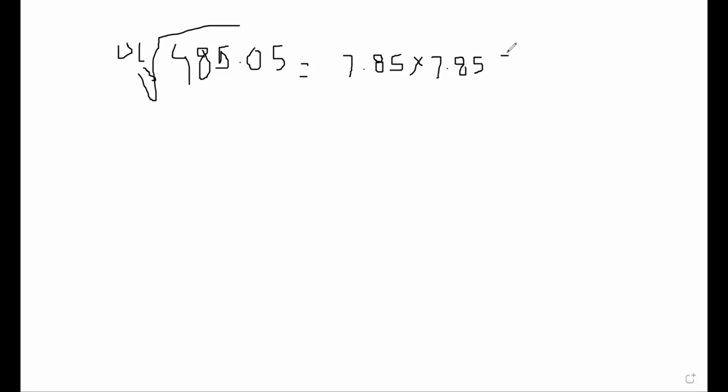And this 61.62, the candle's range should be more than that. Let me check it, I hope this is correct: 7.85 multiplied by 7.85 is 61.62. Correct. Now let's find out what is the length of this candle.